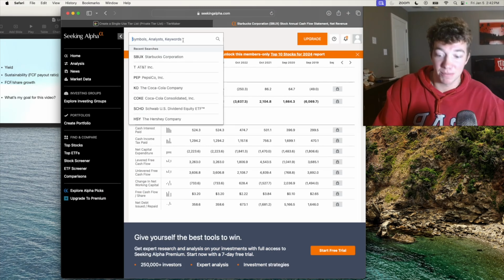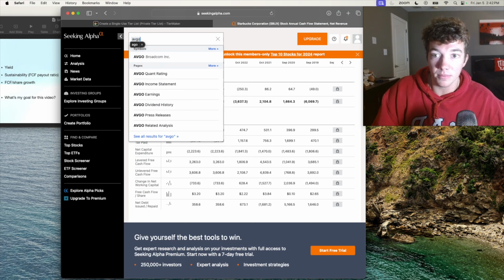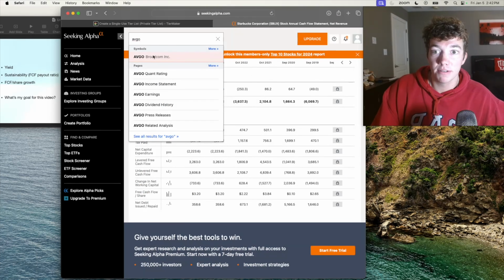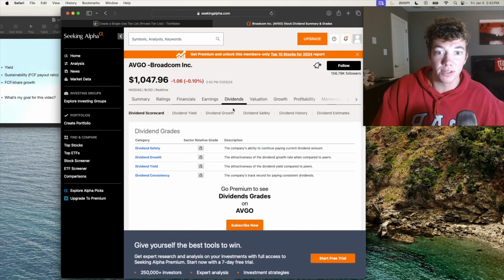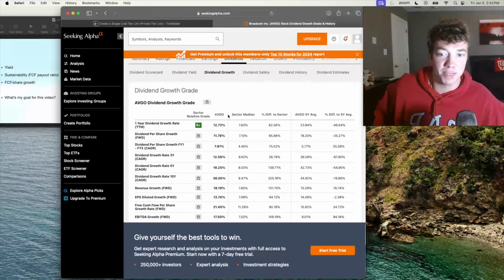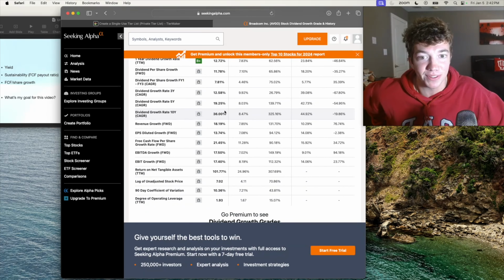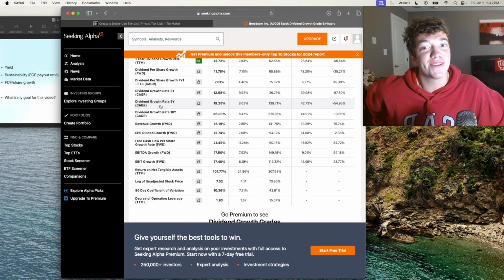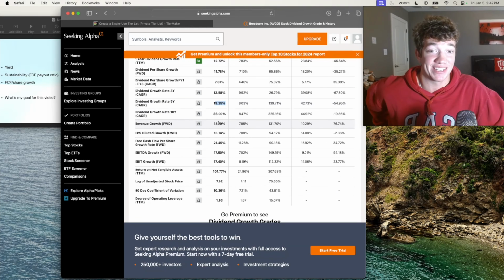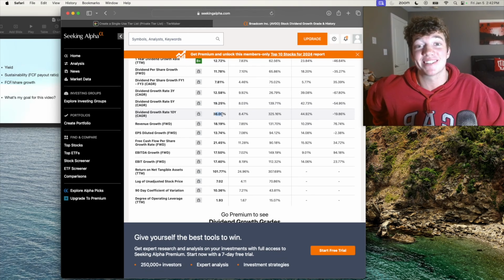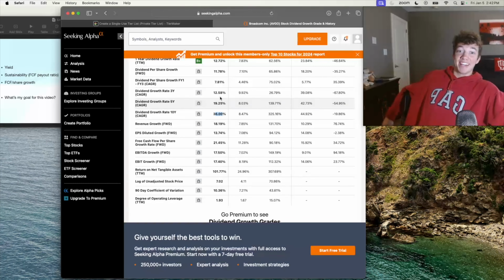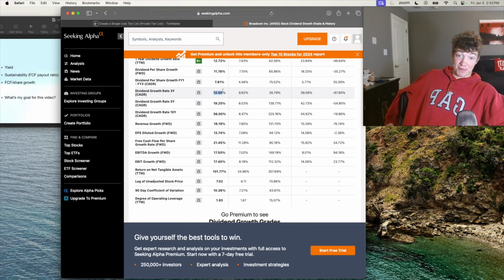I know they've had some crazy dividend increases. Before we even look at it, let's look at dividend growth, because people always talk about the dividend growth of this one. The 5-year compound annual dividend growth rate is 19.25%. The 10 years, 36%. And the 3-year is 13%.